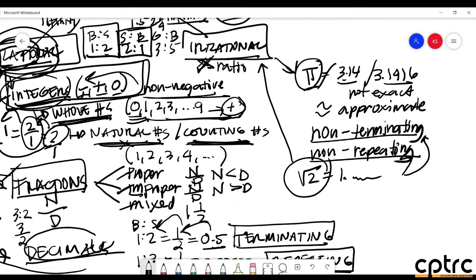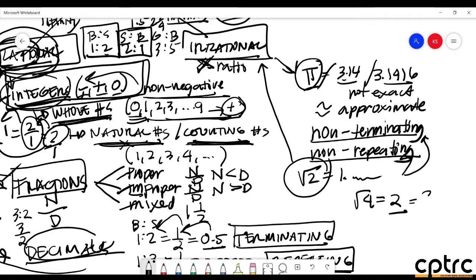So, sir, lahat ba ng square root, sir, are irrational? No. Square root lang po of prime numbers. So, square root of 2, square root of 3, square root of 5, square root of 7. Kasi sabihin mo square root of 4, square root of 4 is magkano, sir? 2. And 2 belongs to what? Integers, counting numbers, natural numbers.